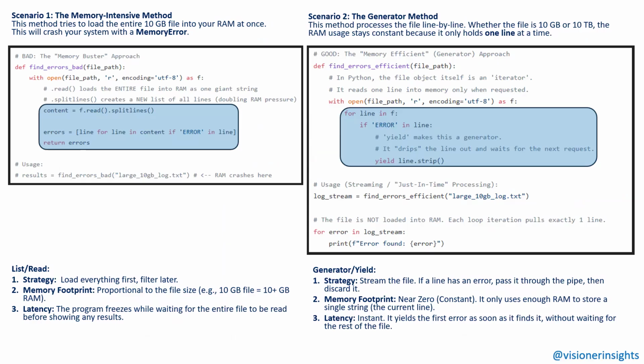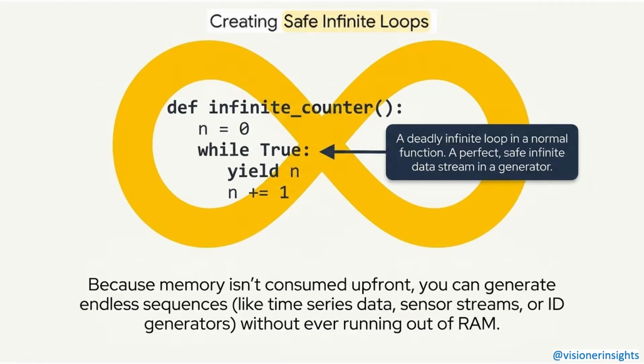And hey, because memory isn't consumed up front, you can actually pair yield with an infinite while True loop. Now, normally in a standard function, an infinite loop is a deadly bug that's going to crash your machine. But in a generator, it creates a perfectly safe infinite data stream. It's absolutely ideal for things like time series data, reading continuous sensor streams, or generating endless unique IDs.